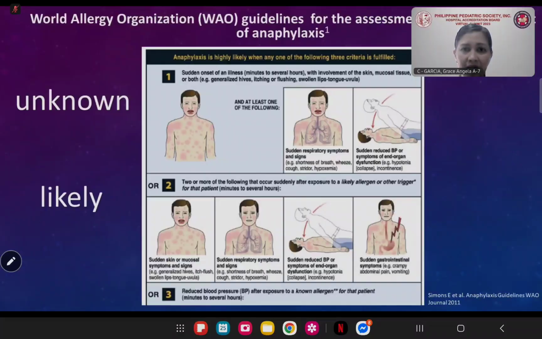But if you already have a known allergen, for example, the patient already knows that he is allergic to peanut, and the patient was given an ice cream by a classmate, and the patient did not know that it contained some peanut, you can have just one manifestation, especially reduced blood pressure after a known allergen for that patient, within minutes to several hours. You can also have skin manifestations for that one.